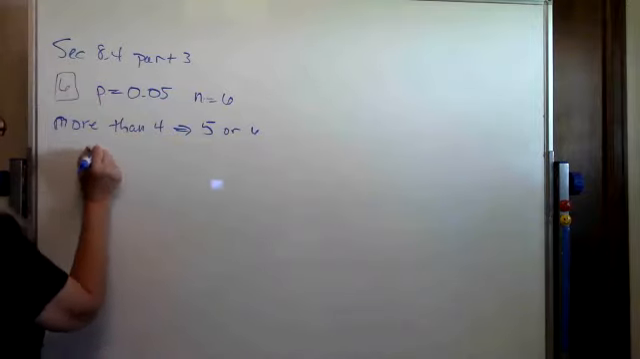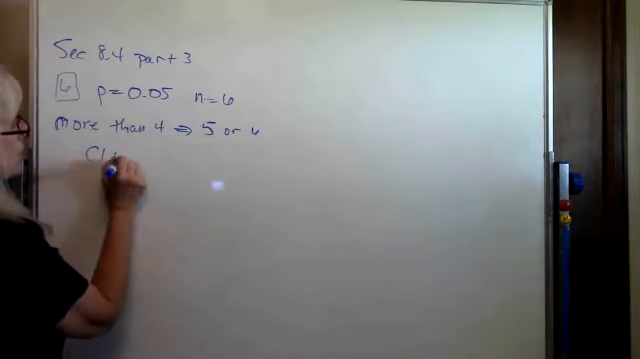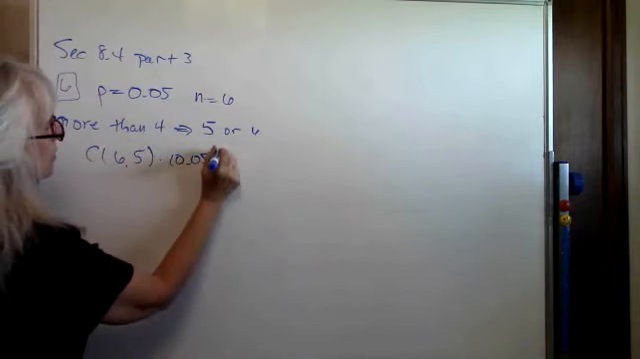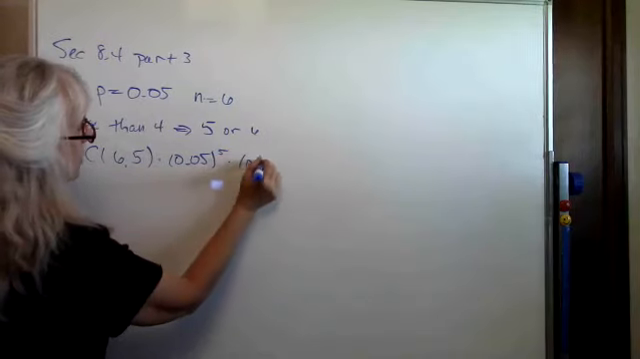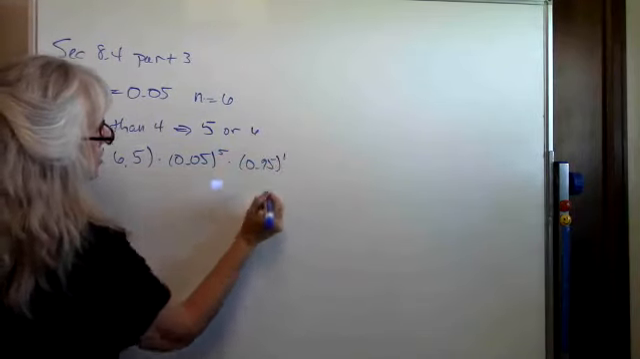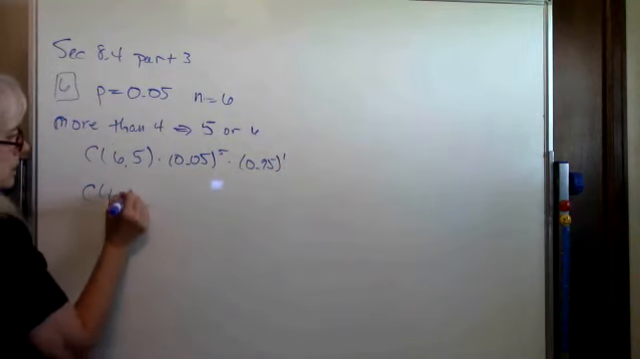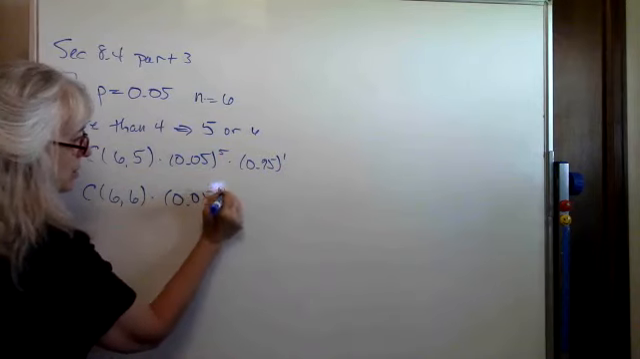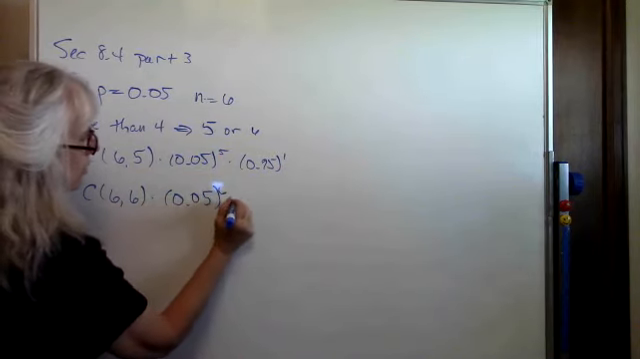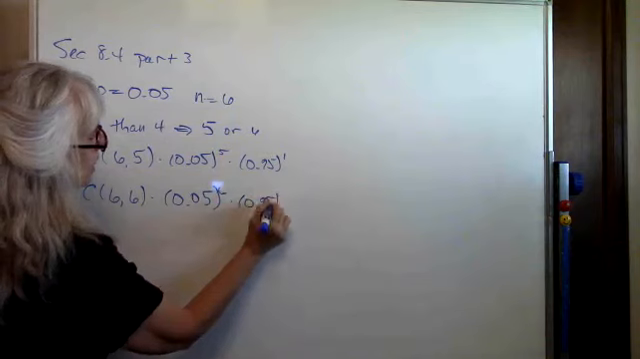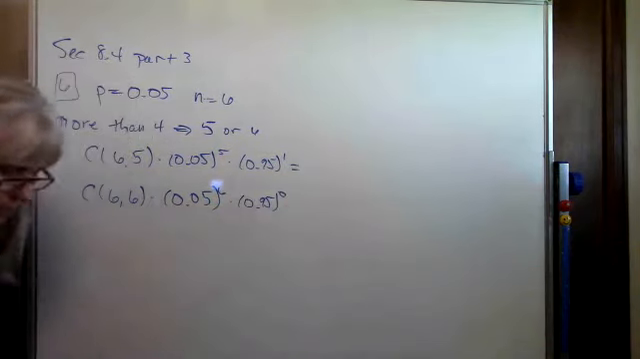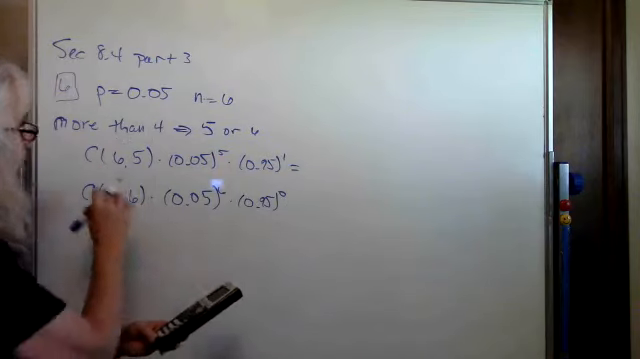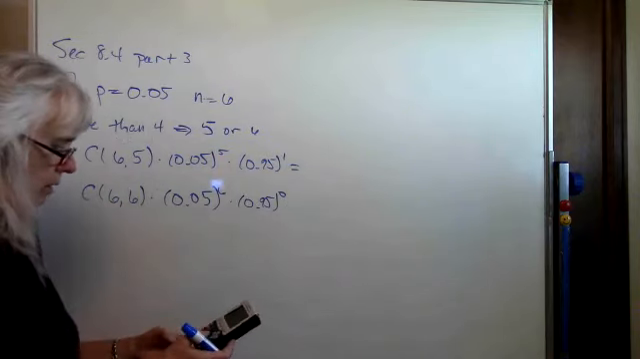So we'll do the combination of 6 choose 5, 5 are not working, times 0.05 to the 5th power, and then 0.95 to the 1st power. And then we'll do 6 choose 6. That's all 6 of them not working. Your assembly line has been shut down for the day. 0.05 to the 6th power times 0.95 to the 0 power. Okay, let's figure out what each one of those are. This one will take me a little longer because I don't know what the combination of 6 choose 5 is.